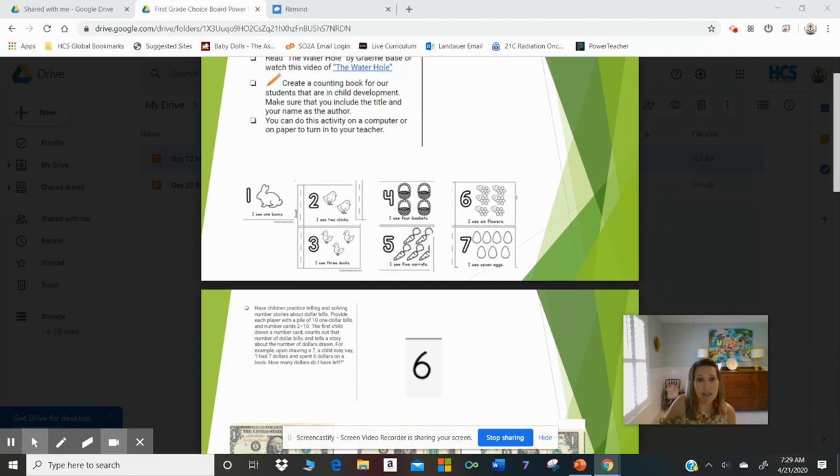All right, I've given you an example of kind of what the book could look like. You could take your paper and put a number on each paper and then make it into a book, or you could do it on the computer like a slideshow. So I see one bunny. I see two chicks. So I drew out a number and I wrote a sentence to go along with how many objects are on my page. Okay, it's a counting book. So you would just keep going higher and higher, matching your objects to your number.